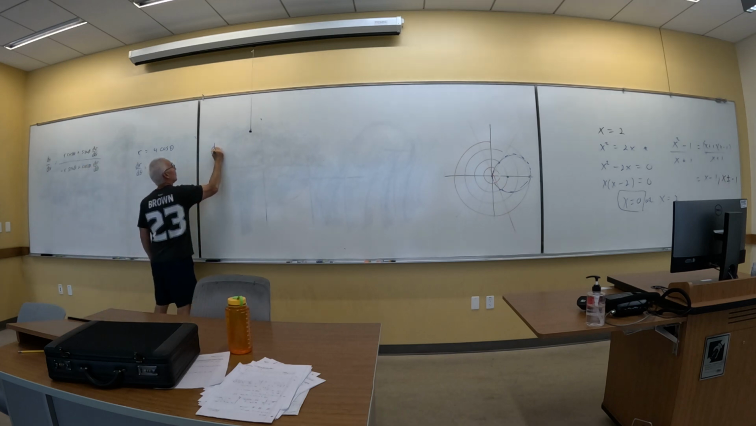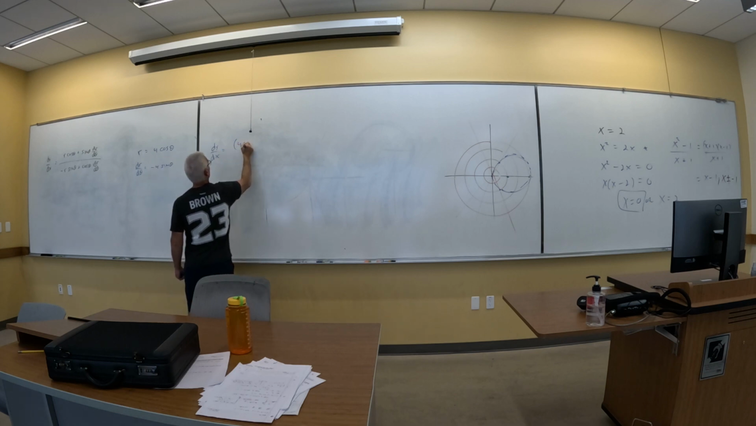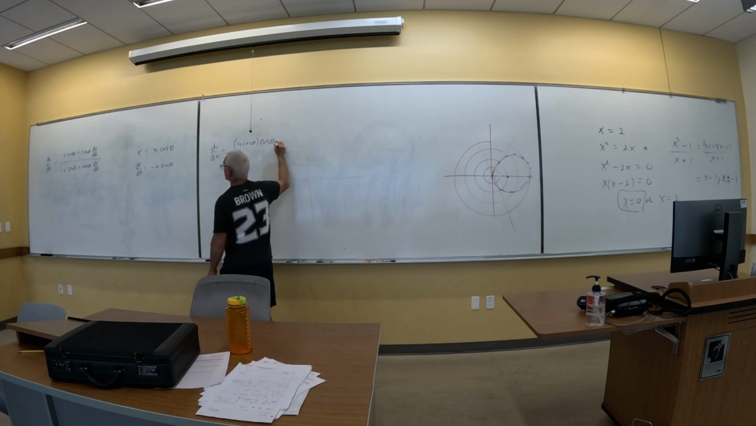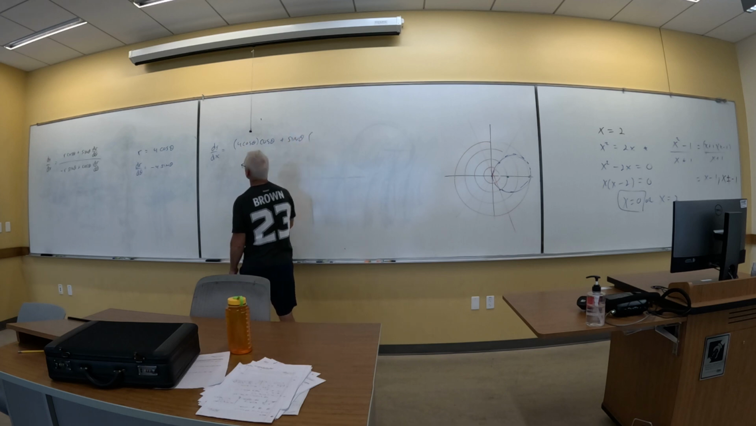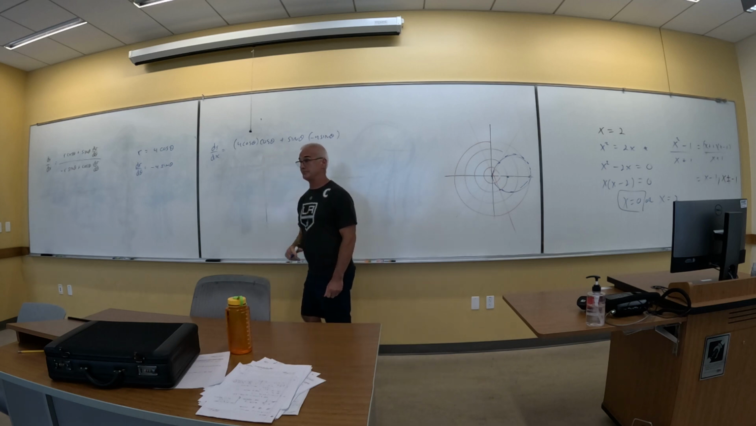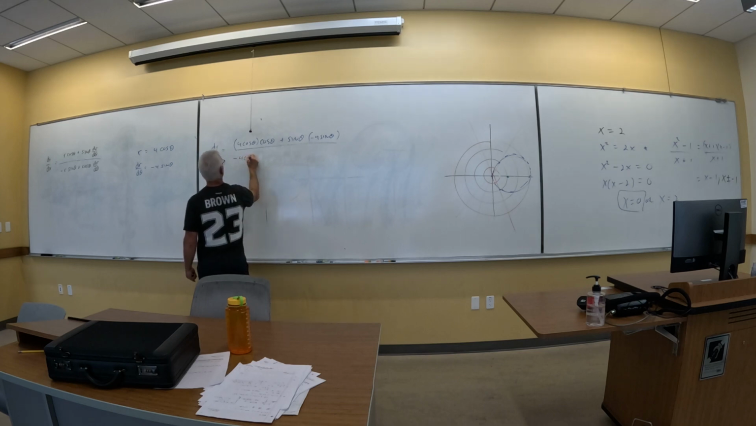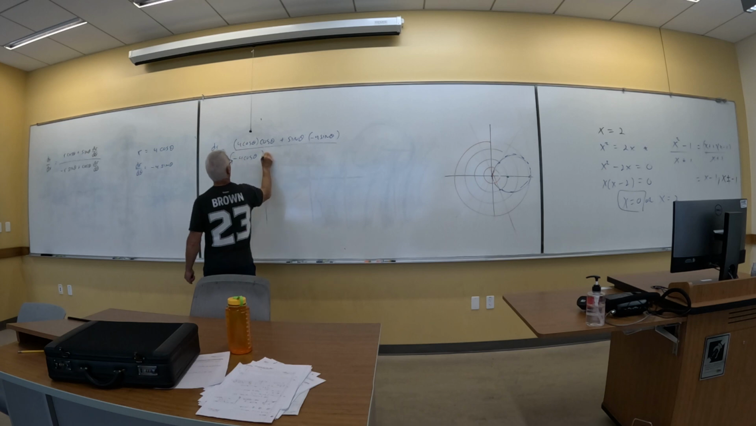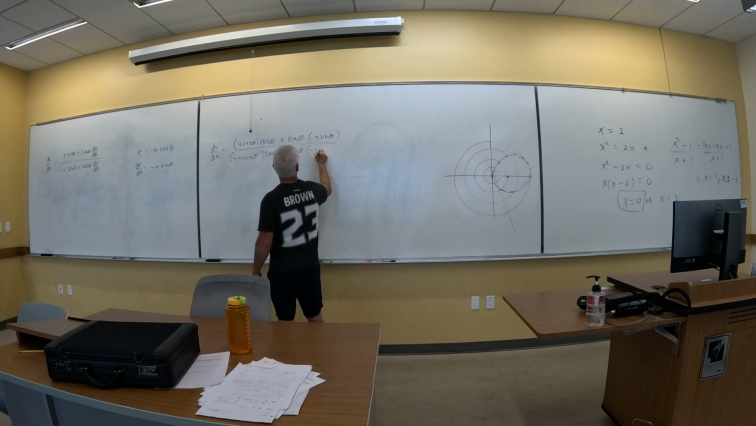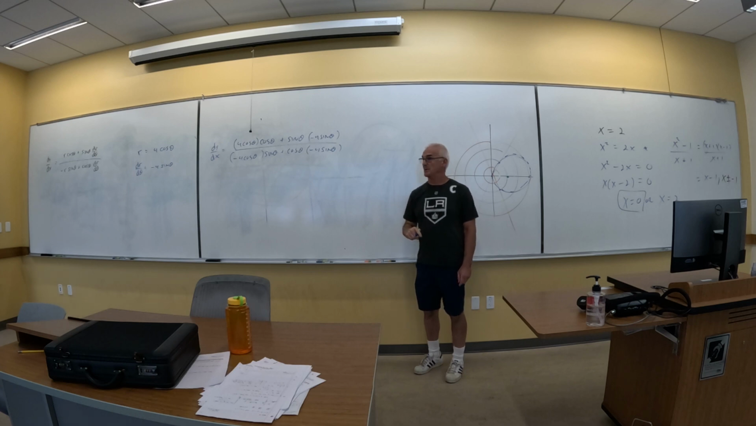So, what is dy dx? Well, let's see, r times the cosine of theta plus sine of theta times dr d theta over negative r times the sine of theta plus the cosine of theta times dr d theta. That's my derivative at every point.